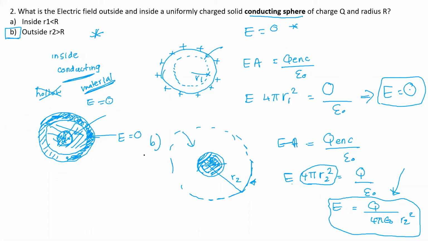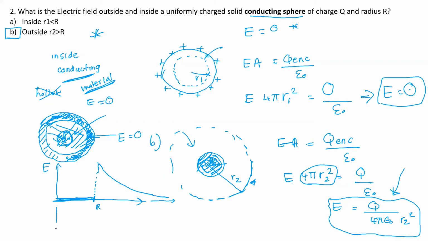So if we draw this, how would it be? Electric field till R, the radius of the object, is 0, right? Because inside, you don't have electric field. And after R, it's going to reduce like this, following an inverse square law.